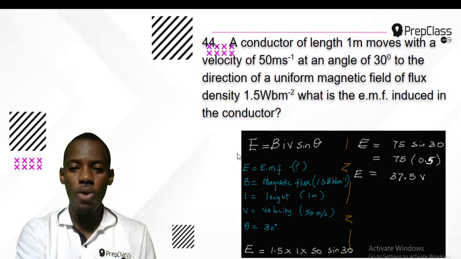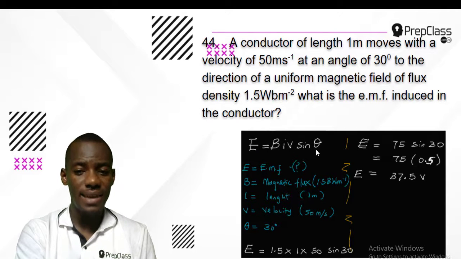It is now going to become EMF. E is the EMF, and the EMF is what we are looking for. Then B is the magnetic flux density, which is 1.5 Wb per meter square. Then the L, not I please, that's the length. It should be E equals BLV sin theta, where E is the EMF, which we are looking for, and B is the magnetic flux density, which is 1.5.